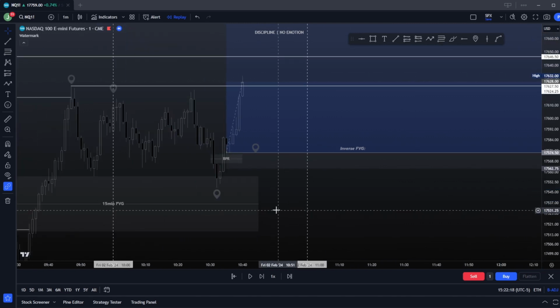Because the reaction is just so strong since we're playing off of higher time frame liquidity, the expansion is going to be a lot faster. There's going to be less retracement, so we're a lot less likely to come back down that far.